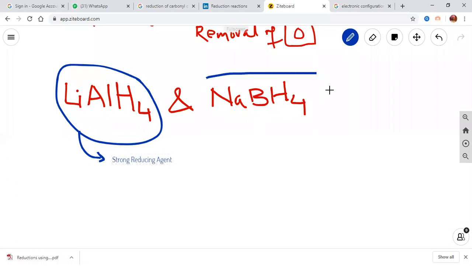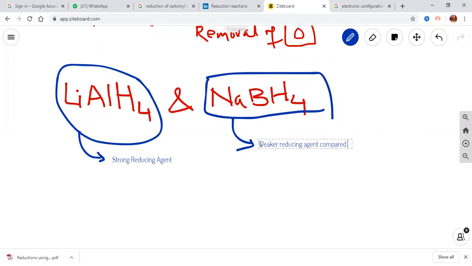This one, sodium borohydride, is a weaker reducing agent compared to lithium aluminum hydride. So we'll discuss why lithium aluminum hydride is a stronger reducing agent and sodium borohydride is a weaker reducing agent.